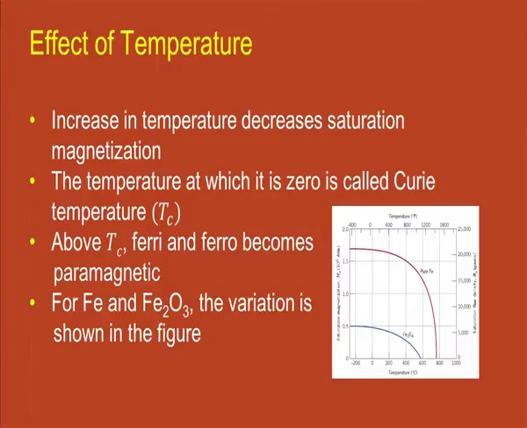Here, as you can see, with the increase in the temperature, the saturation magnetization is decreasing, and the temperature at which the saturation magnetization vanishes is called the Curie temperature, which is represented by Tc, and above Tc, ferri and ferromagnetic materials behave as paramagnetic materials. For iron and Fe3O4, the Curie temperature is around 800 and 600 degrees Celsius respectively.